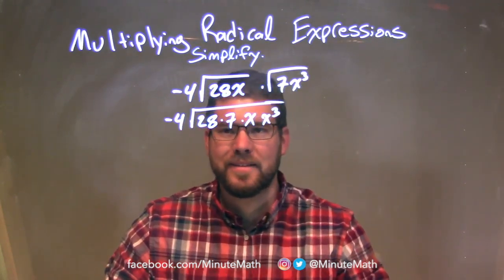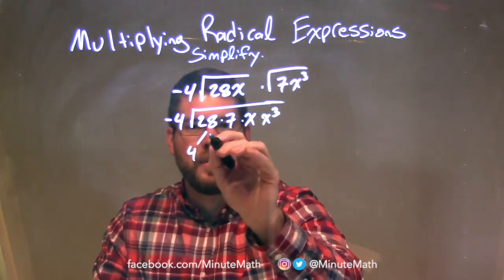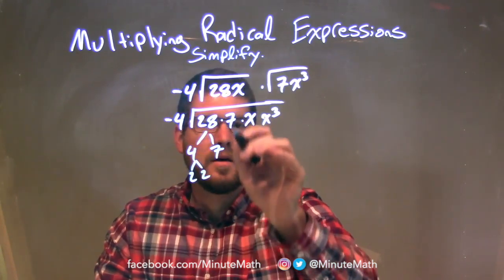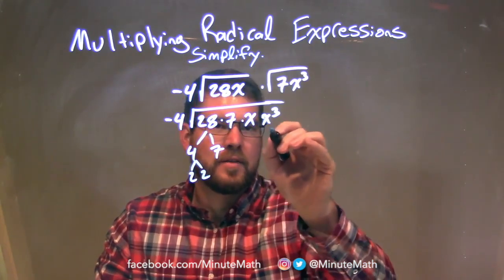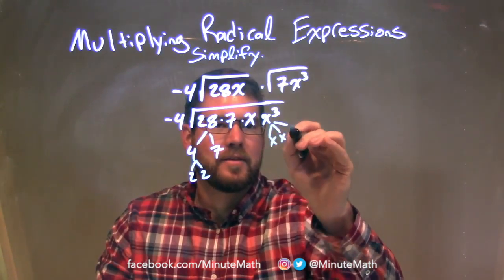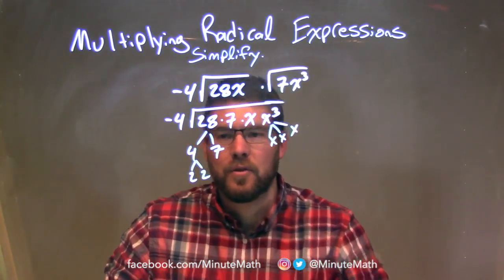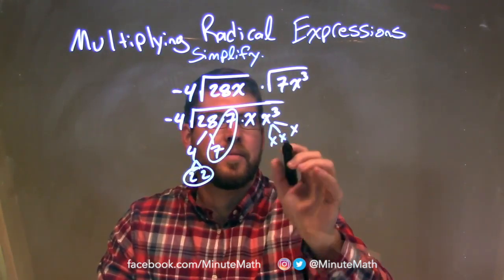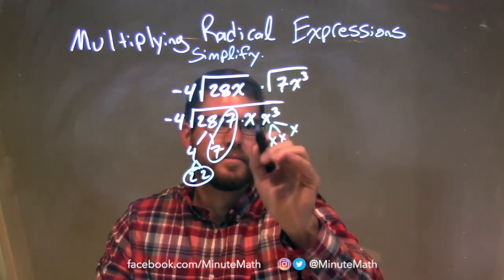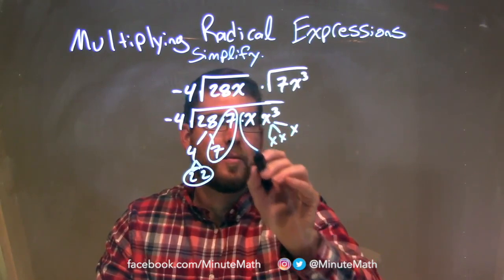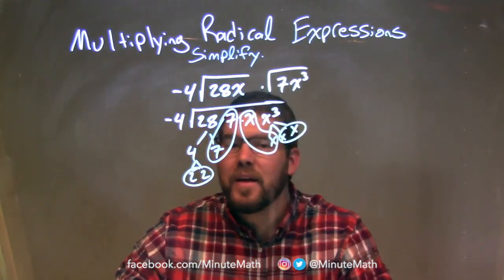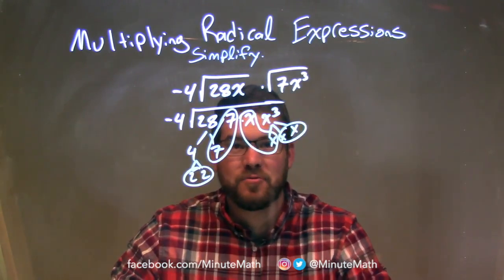So now let's break this down. 28 is 4 times 7, and 4 is 2 times 2. And then the x's, we have one x there, and then 3 x's right here. X, x, x. So now let's circle our pairs. I have a pair of 2's right there. I have a pair of 7's right there. I have, we can do it like this, a pair of x's right there, and another pair of x's. So everything has a pair inside the square root, which is great.